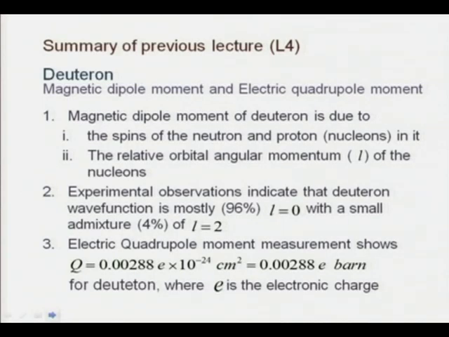And experimentally, it's found that the orbital angular momentum L equal to 0 state is predominant in the deuteron. The deuteron is about 96% of the time in the L equal to 0 state, and 4% of the time in the L equal to 2 state. And the electric quadrupole moment is measured to be 0.00288 e barn. The barn is 10⁻²⁴ centimeter square, just to remind you.